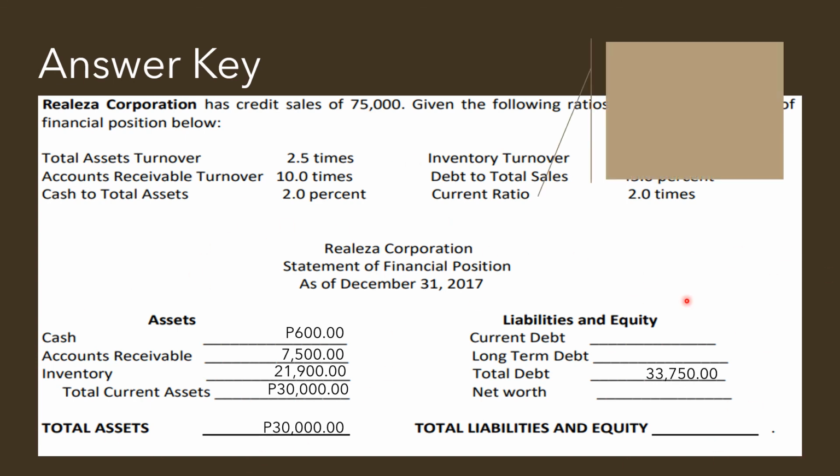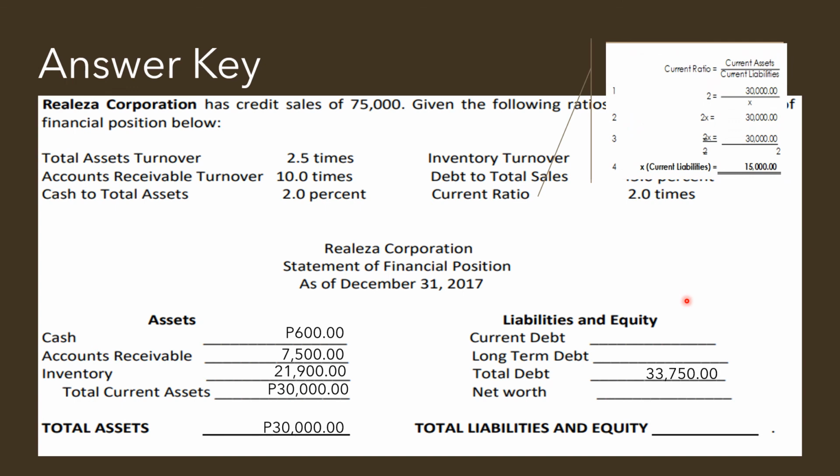Ano ba pwede kong masolve dito? Current ratio daw. Kaya na daw isolve. So, for your current ratio, sabi kasi doon, current ratio is current assets over current liability. So, your current ratio is 2 times. Ayan. Then, current assets, alam mo na ngayon na yung current assets pala is similar to your total assets. So, latag mo na. Current assets is 30K. Your current liability is X. Ito yung hanapin natin.